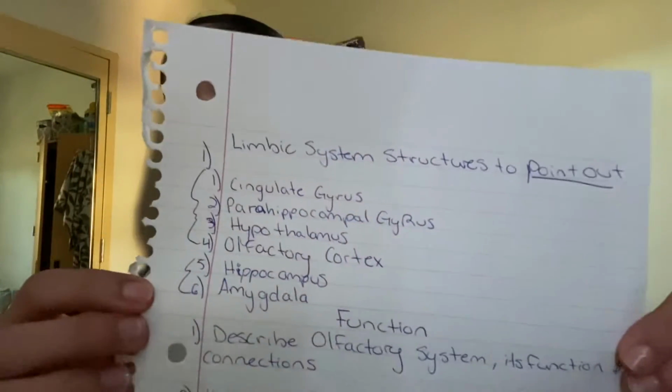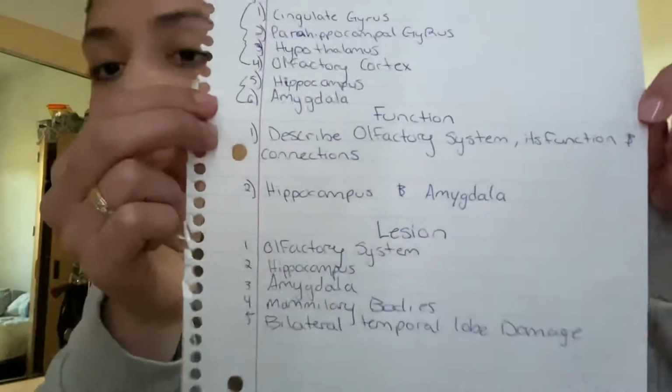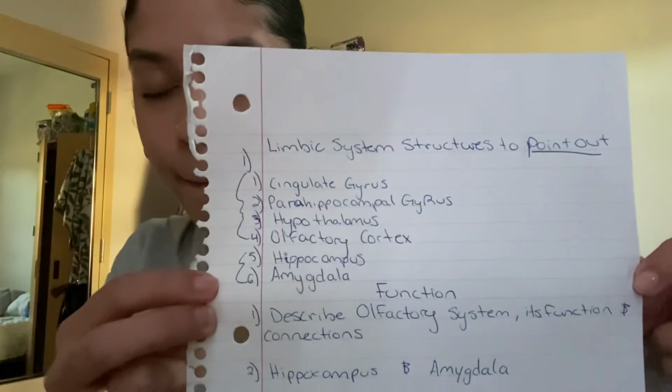I'm going to be talking about the limbic structures. So here I have the list, the same one Dr. Kim has. I just wrote it out. So I'll be looking at that in order to go and hit all the points.